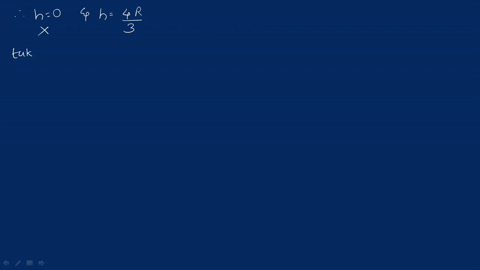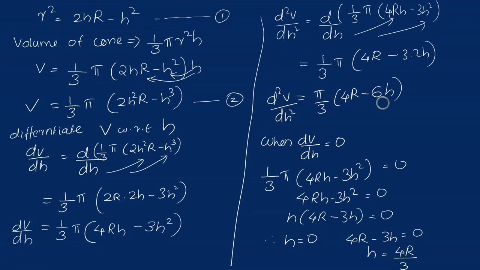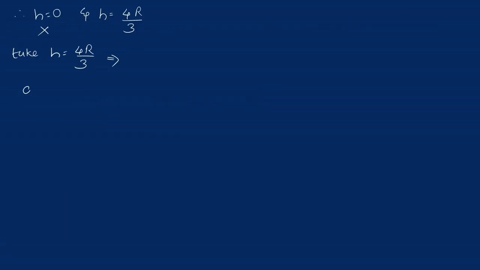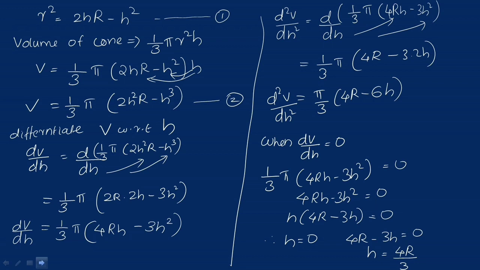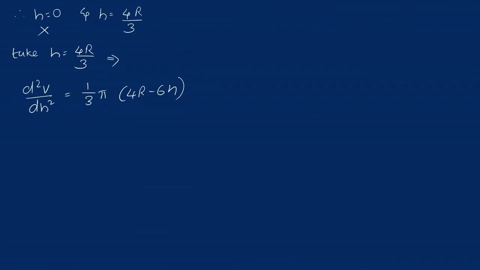Now h is equal to 0 is not taken because it's not a possible value here. So we need a value for h, right? So we will be having h is equal to 4r by 3. So what is d square V by dh square? That is 1 by 3 pi into 4r minus 6h. So instead of h, we are applying the value 4r by 3.